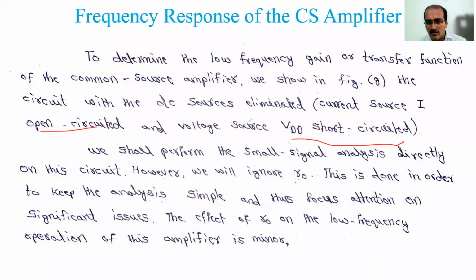However, we will ignore R0. R0 is not considered here, again for simplicity, and it will not play a major role in your low frequency response. This is done in order to keep the analysis simple and thus focus attention on the significant issues. What is the major thing here is to calculate the low frequency, that is FL. The effect of R0 on the low frequency operation of this amplifier is minor. It is not a major issue, that's why it is neglected. Even if you include it and do the analysis, the equation will get complicated, so it is difficult. That's why we are saying this in the beginning itself.